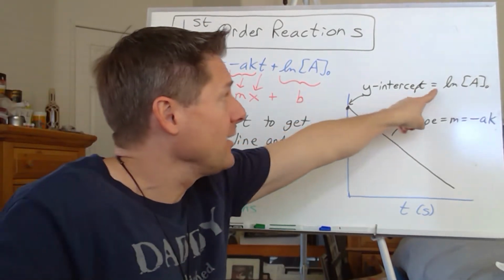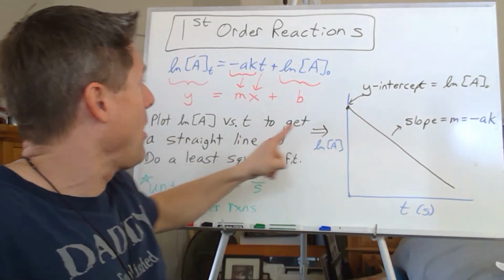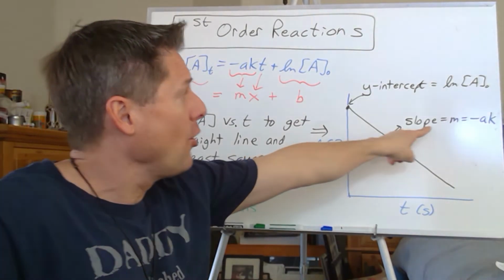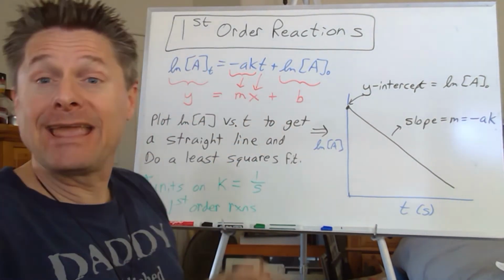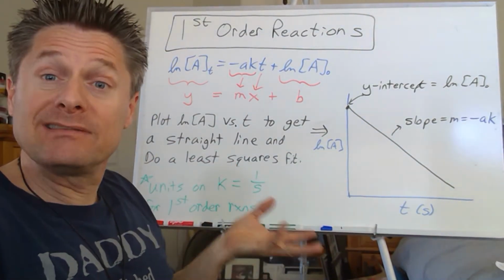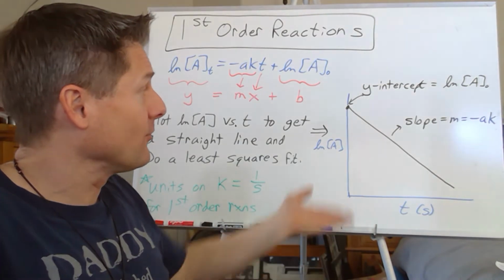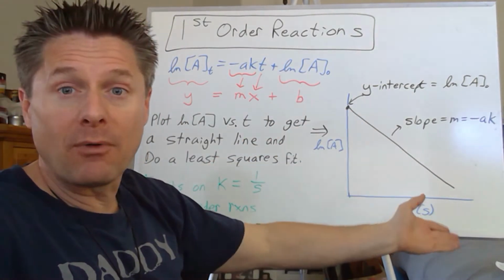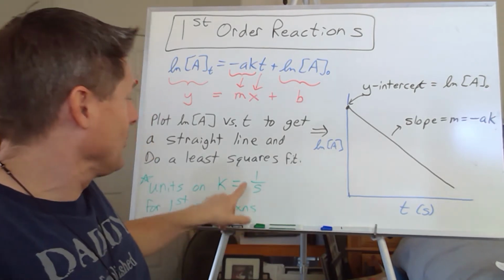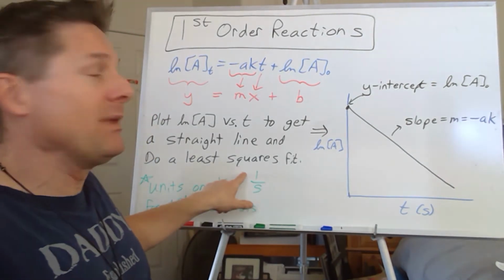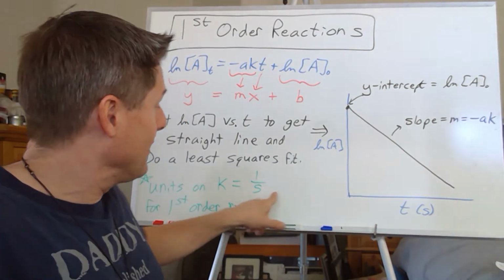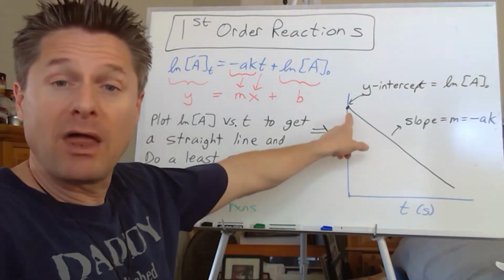So again, the y-intercept will be the natural log of the initial concentration when time equals 0, right? The slope, m, is equal to negative ak. Commonly, a is 1. So from this, we can get the units of the rate constant, right? The rate constant is just the slope, which is delta y over delta x. Well, logarithms have no units. So the units on the rate constant will be no units in the numerator, and you've got time in the denominator. So in this case, from this plot, it'd be 1 over seconds.